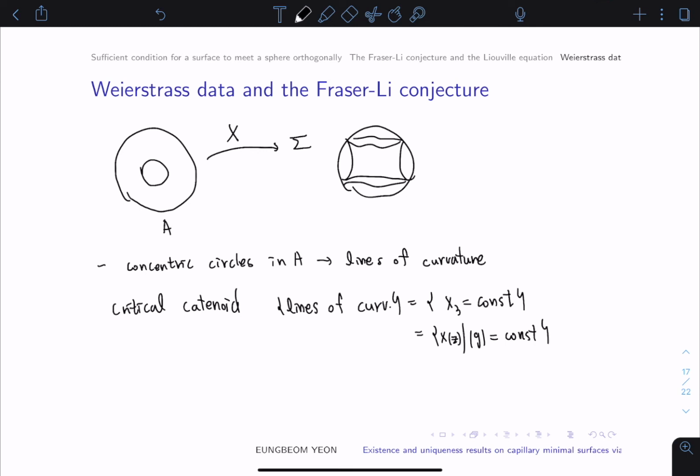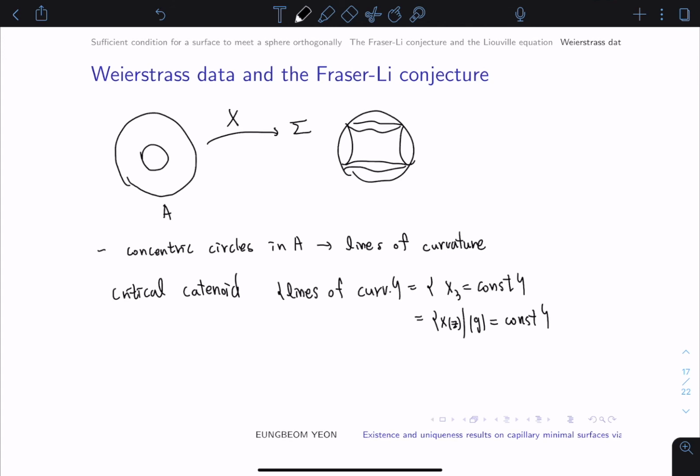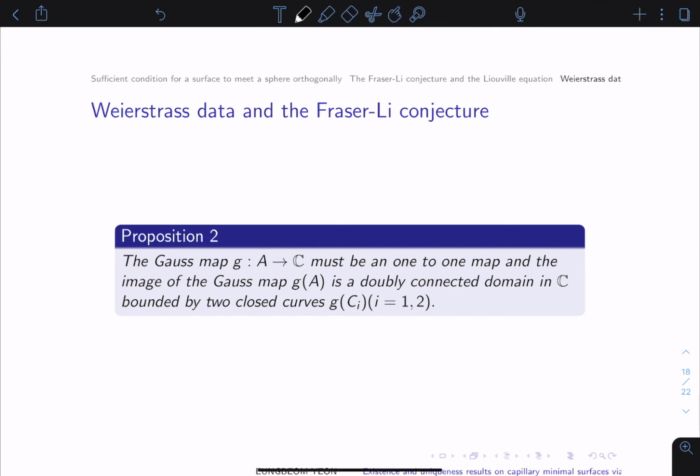So if we can show that either of the two sets is the same for our case, then we can actually show the uniqueness of the problem. But it's not easy at all. But we were able to show the following fact. This is Proposition 2: the Gauss map G from an annulus A to C must be a one-to-one map, and the image of the Gauss map G(A) is a doubly connected domain in C bounded by two closed curves G(C_i). So with this proposition, we can say more things.